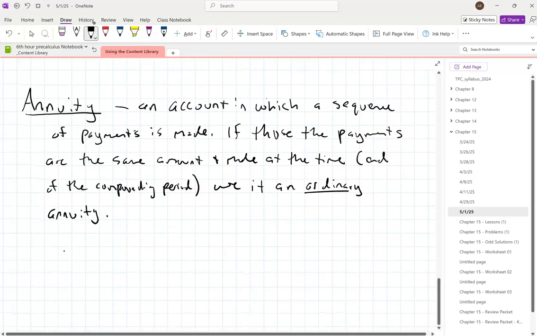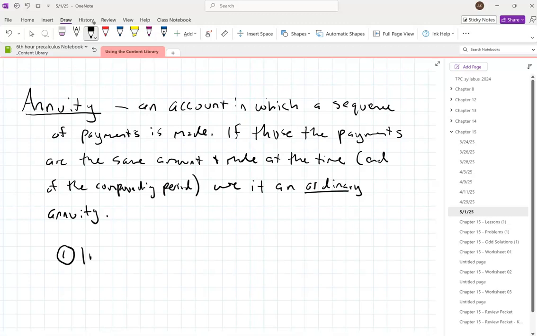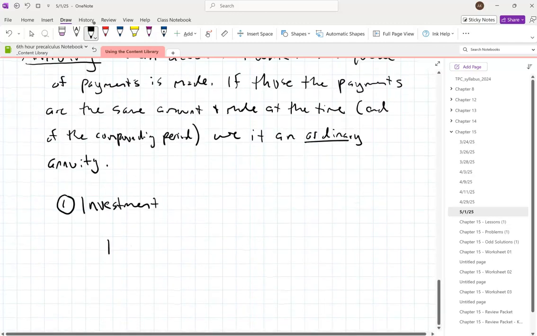So there are two types of annuities. There's going to be like an investment annuity. And this is how most people save for retirement, is they put some amount of money from either every paycheck or every month into some kind of retirement savings account, whether that's an IRA or a 401k or some other financial product. But that's the idea.